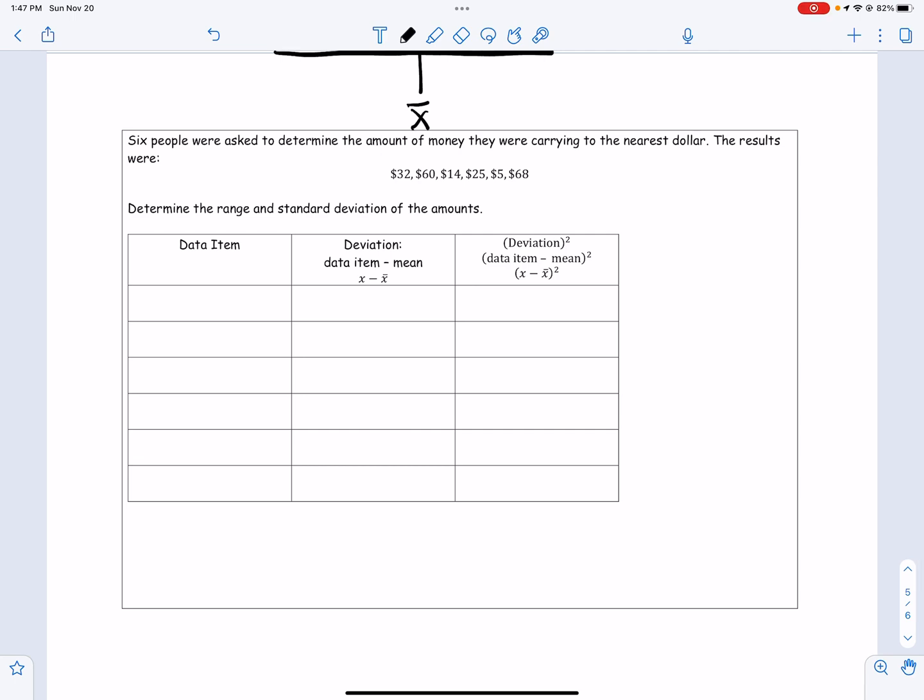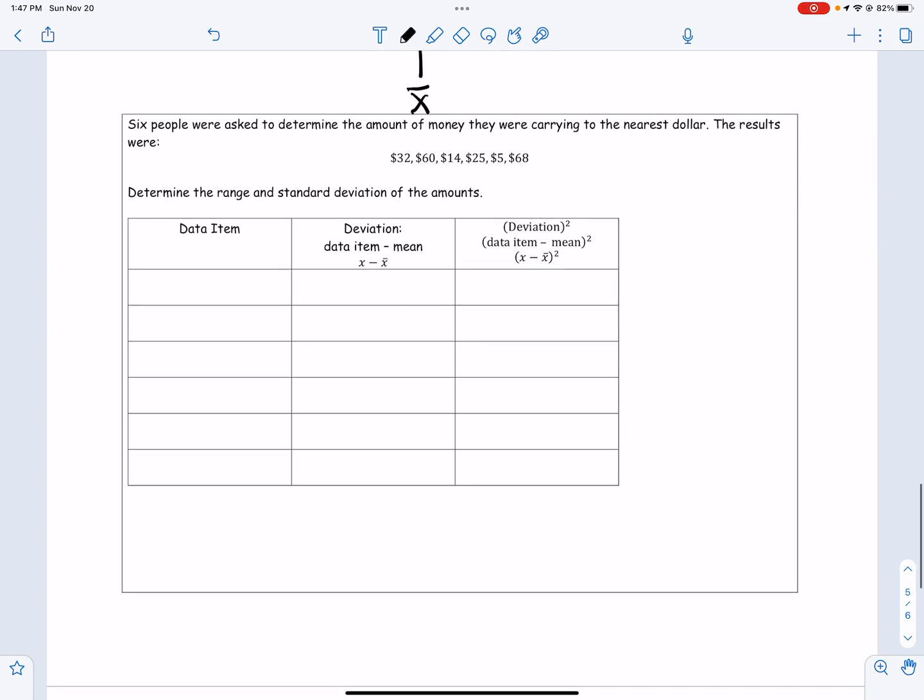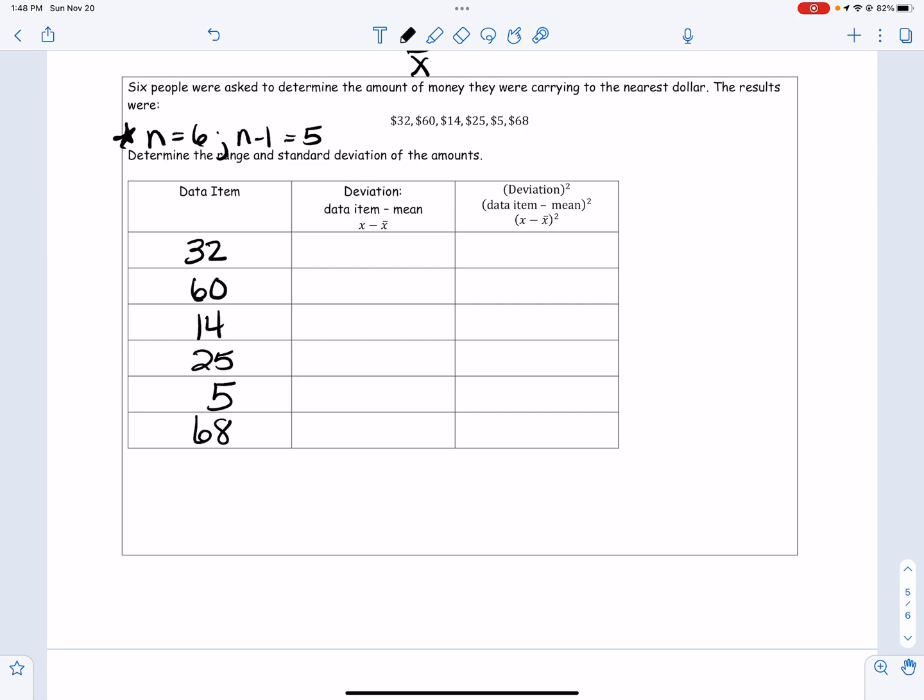And we're going to follow the process again. So this one was 6 people who were asked how much money they were carrying, to the nearest dollar. So we've got 32, 60, 14, 25, and they must have hit a teacher on this one, $5 and 68, okay? So listing the points right off the bat, I also make a note that n is 6, so n minus 1 is going to be 5.